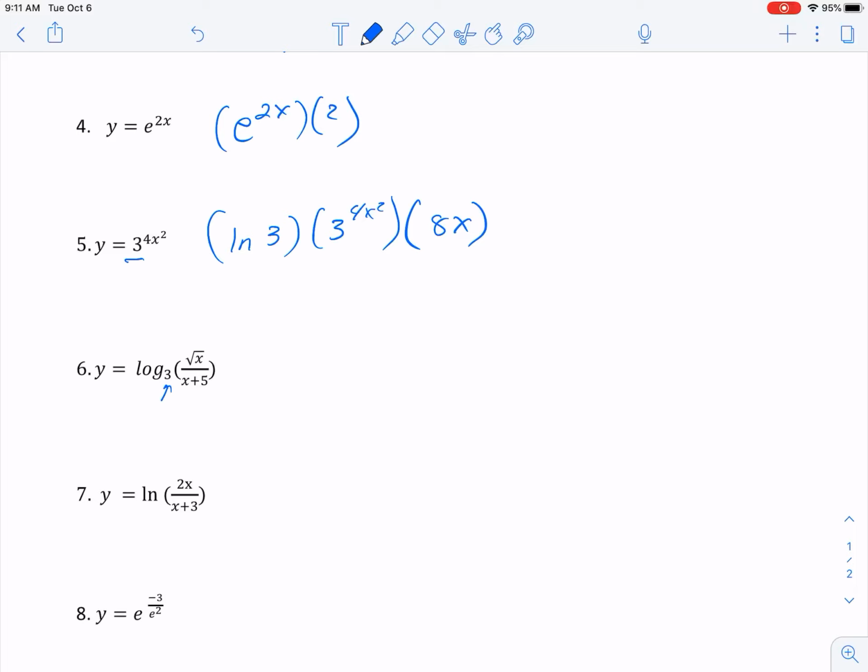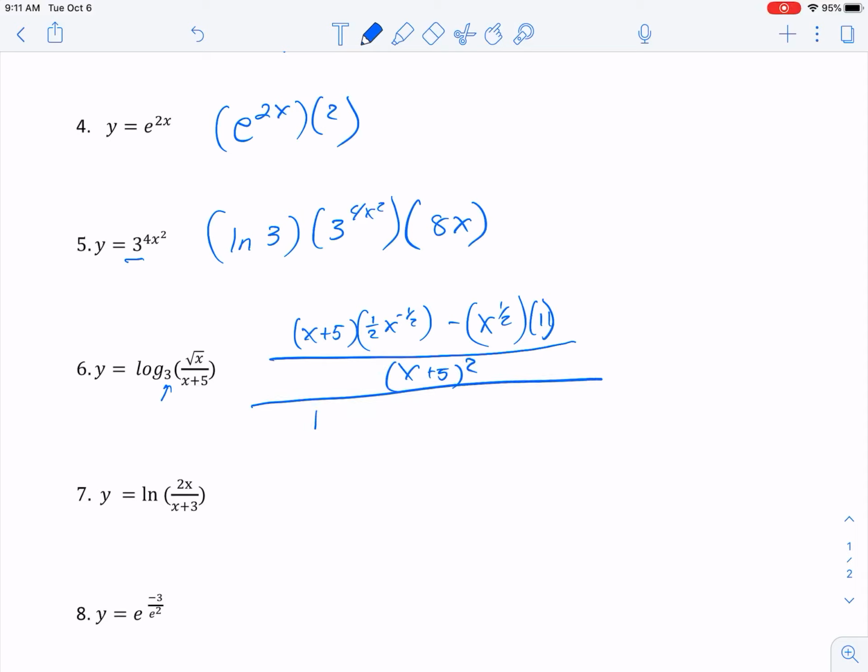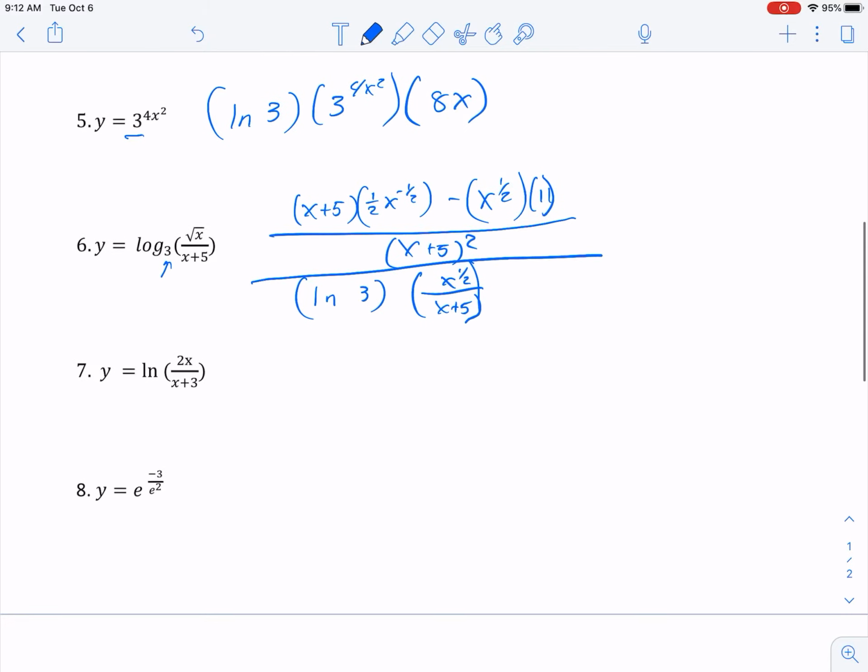So this is the quotient rule: low d high, which is 1/2 x to the negative 1/2, minus high d low, over low squared, divided by the natural log of 3 times x to the 1/2 over x plus 5. We probably should clean that up, but I'm not going to. That's just messy. That's just mean.